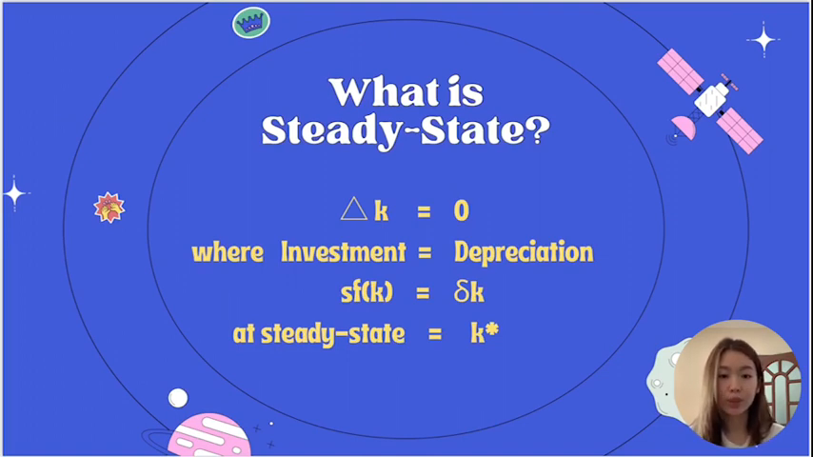Delta K equals investment minus depreciation. But our delta K is 0 at steady state, so delta K equals 0, making investment and depreciation equal. Investment is equal to depreciation, so S multiplied by function K equals delta K. This can solve the equation for K star, where K star is K in the steady state.